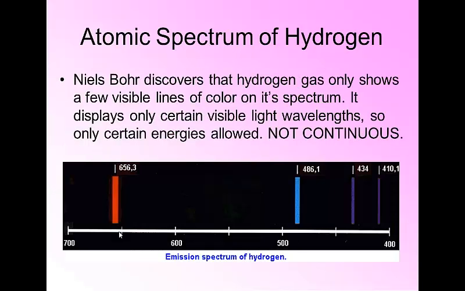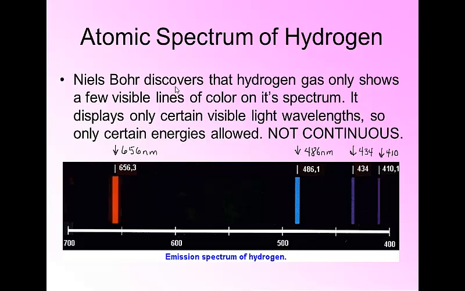Niels Bohr discovers that hydrogen gas shows only a few visible lines of color on its spectrum. It displays only certain visible light wavelengths, not a continuous stream of color. If you notice, that emission spectrum of hydrogen shows 4 colors. This one is at 656 nanometers. This one is at 486 nanometers. You have a 434 and a 410.